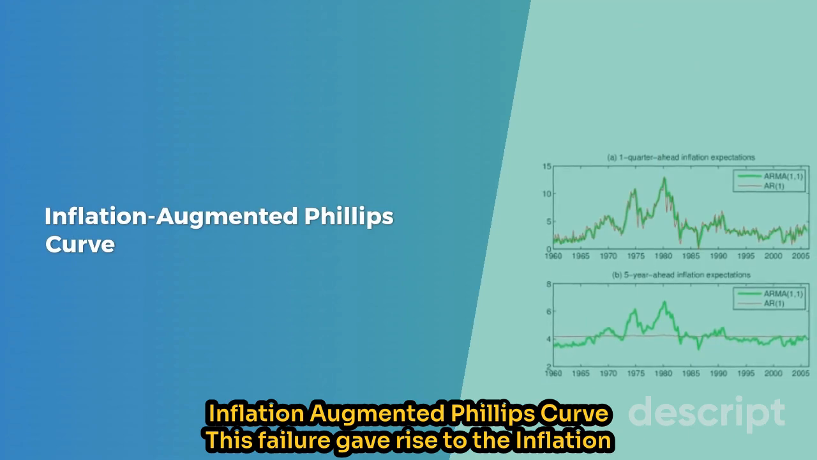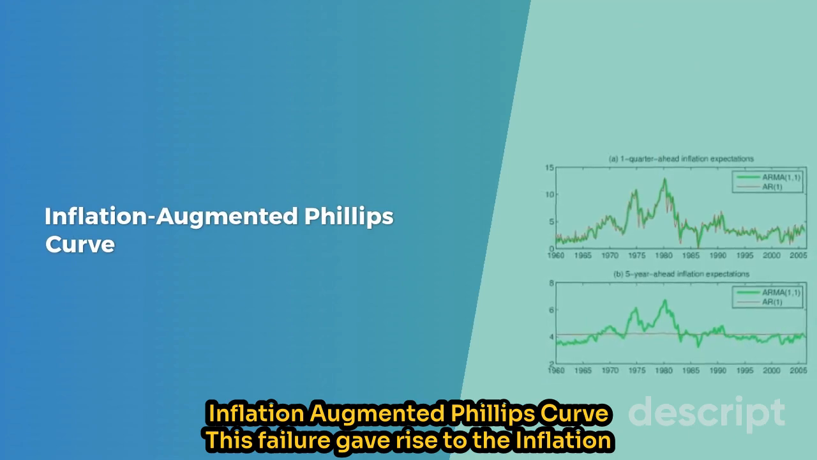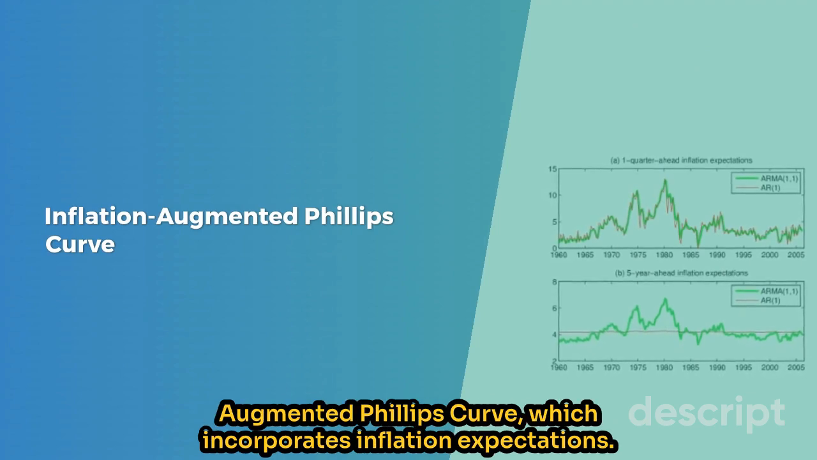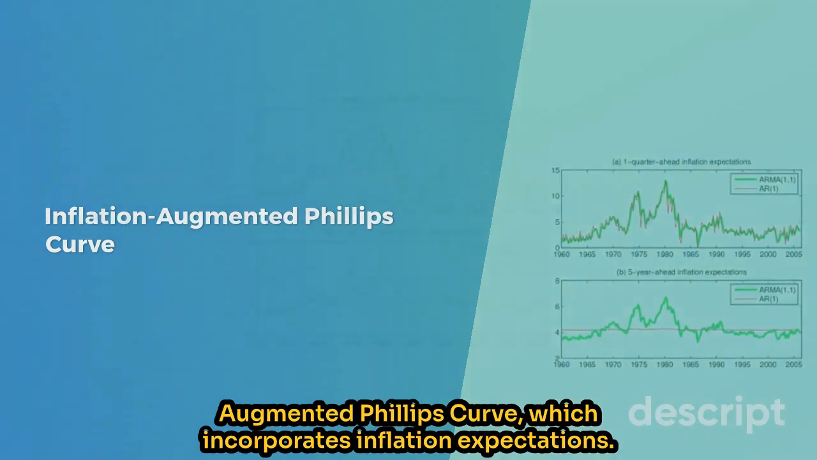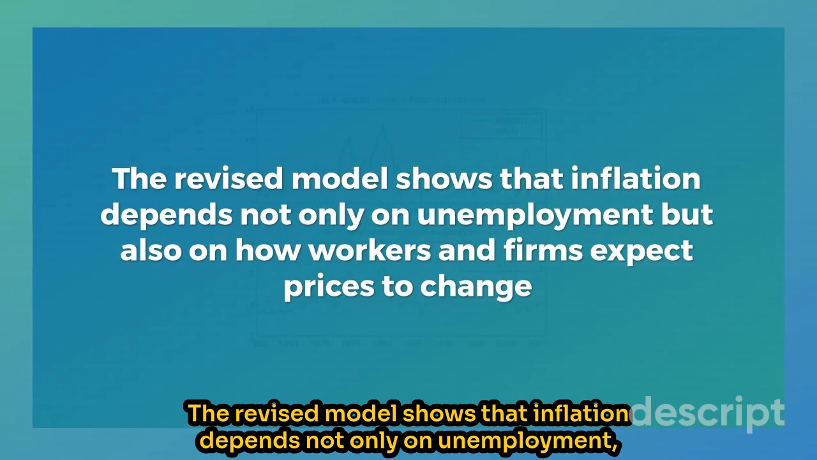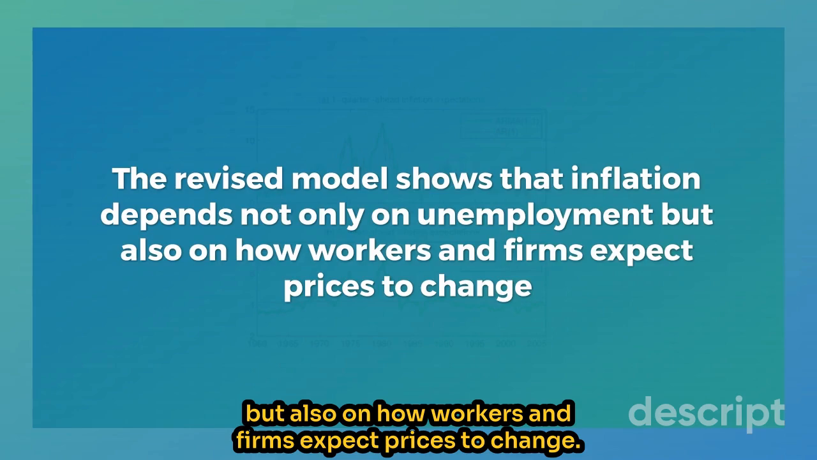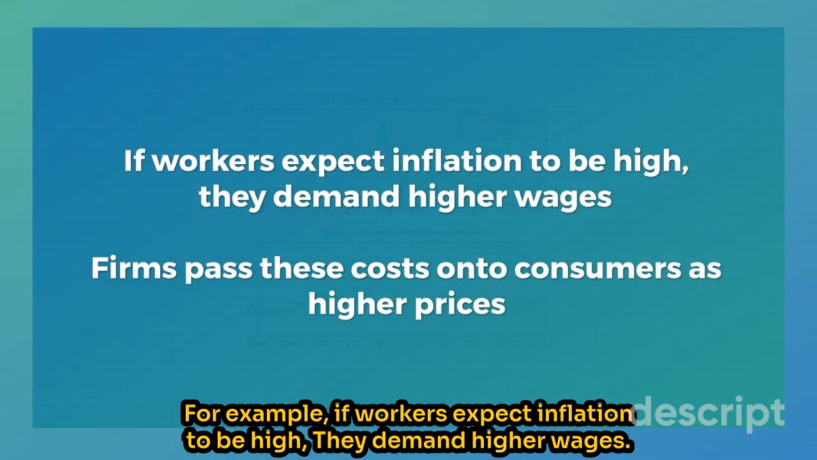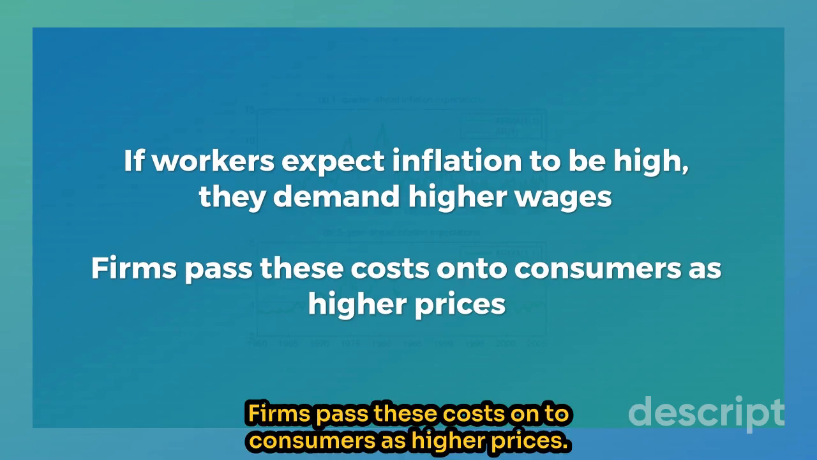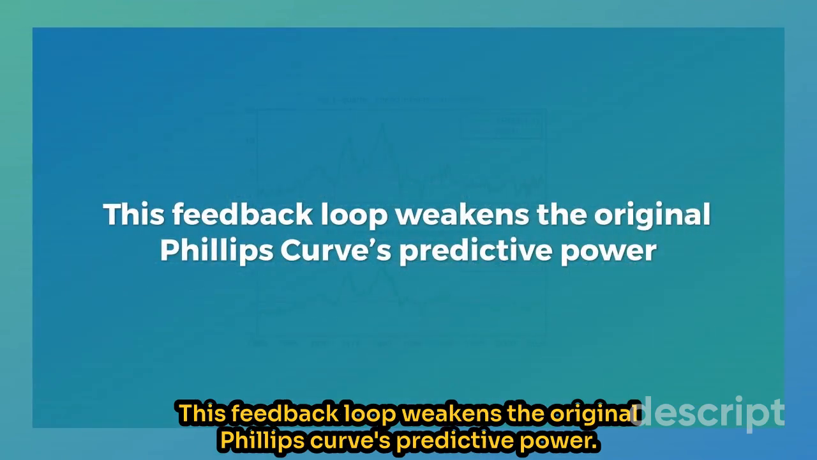Inflation-augmented Phillips curve. This failure gave rise to the inflation-augmented Phillips curve, which incorporates inflation expectations. The revised model shows that inflation depends not only on unemployment, but also on how workers and firms expect prices to change. For example, if workers expect inflation to be high, they demand higher wages. Firms pass these costs on to consumers as higher prices. This feedback loop weakens the original Phillips curve's predictive power.